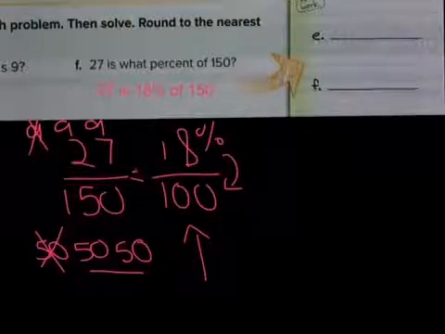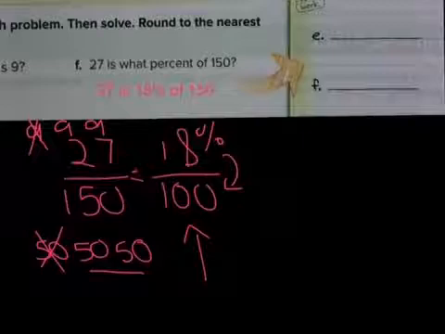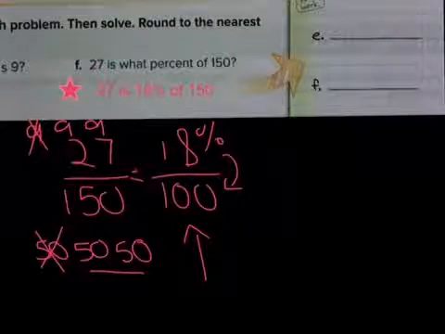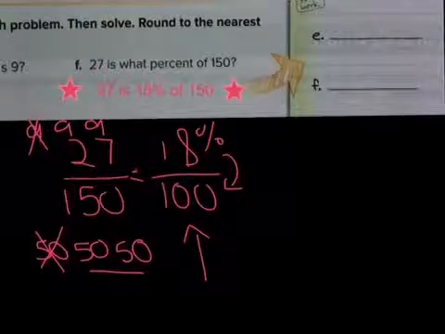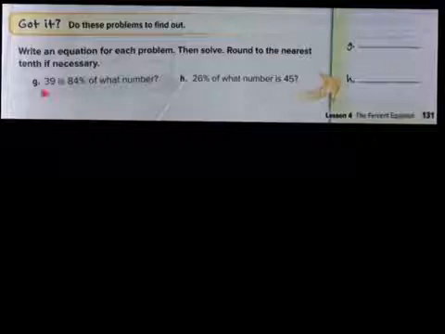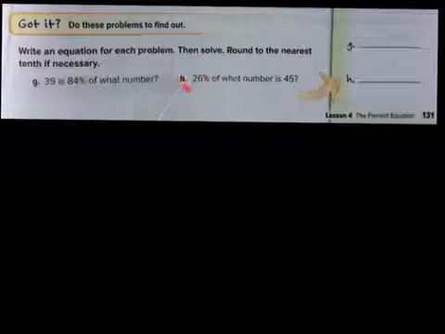We haven't done any key answers yet, so let's start. Here's your first one. Put a star on both sides of this answer. Okay, and there we have it. For the bottom of page 131, we have 39 is 84% of what number? Right? 39 is 84%. And then we have 26% of what number is 45.